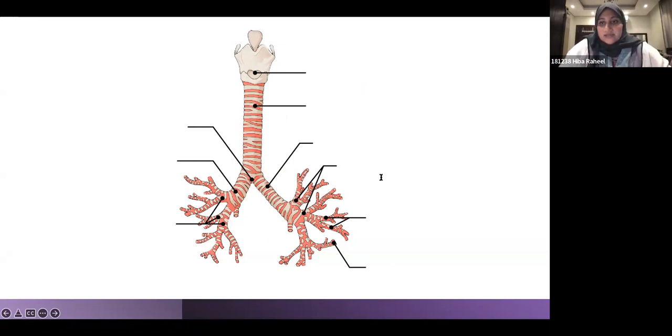Is it wrong to say that lingula is part of the cardiac notch? No, it's not wrong to say that, but you can say that lingula forms because of the cardiac notch. Clear?